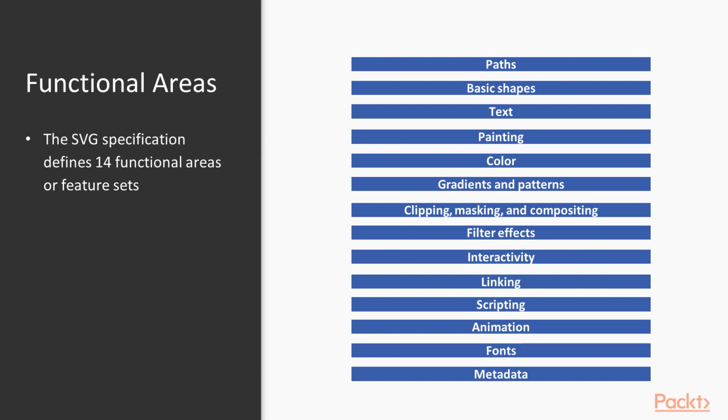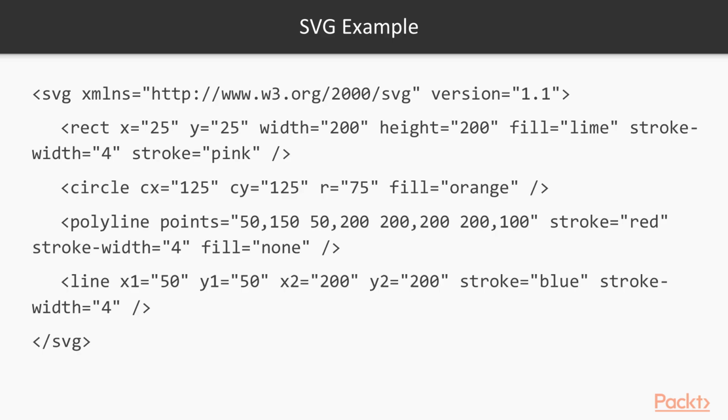The SVG specification defines 14 functional areas or feature sets that you can see in the right part of your screen. In this course, we are going through paths, basic shapes like rectangles, circles, line, then text, color, interactivity, linking, and animation. Here is an example of an SVG.